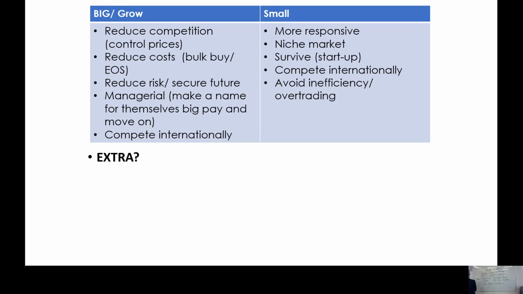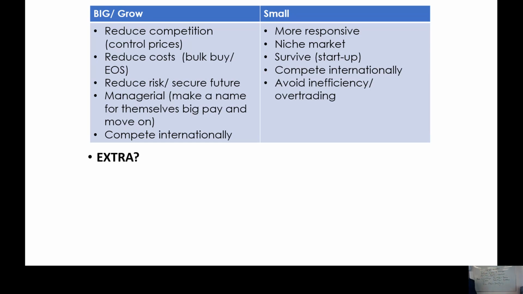Benefits of being small or shrinking. You can be more responsive. You can respond to your customers more quickly. You can give them more accurately what they want. This allows you to look at niche markets, which may allow you to charge an even higher price because you are providing a really specific product. As a startup, you might want to survive and just stay small to test out the market, to see what the market wants and respond to it.